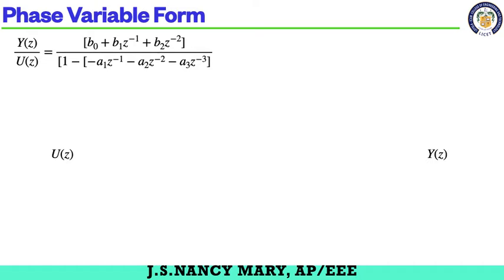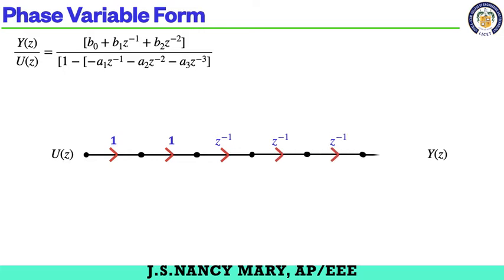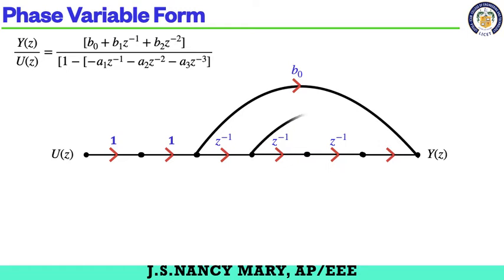So, for an example, I'm taking z power minus 3 alone. So I have to draw two input and output gains, that is 1 and 1, and then 3 gains for z inverse, and then again 1 gain. Now you know that b0 is directly given to the input, so b0, and then b1 into z inverse, and b2 into z inverse squared. So forward gains are over.